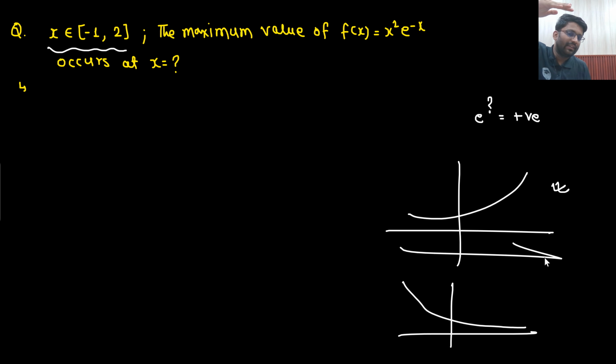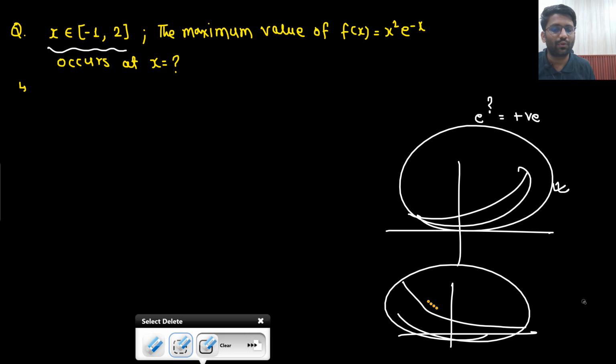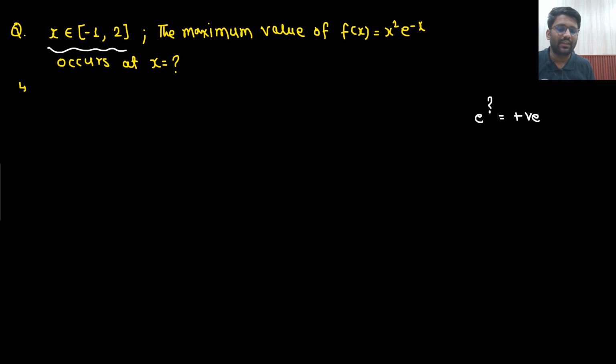The value of x could be anything, but you are always getting y to be positive. So e to the power anything will always be positive. Always remember that. Say yes or no. Yes, sir, I will always remember it.